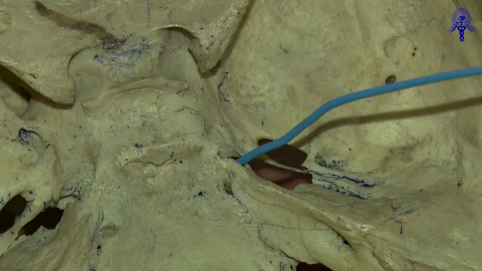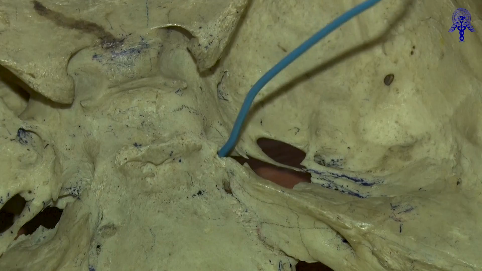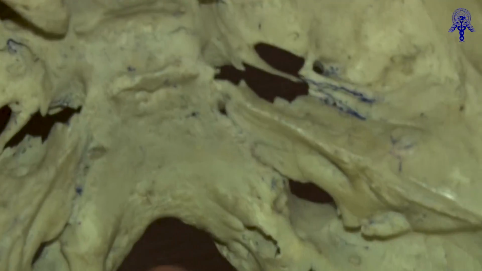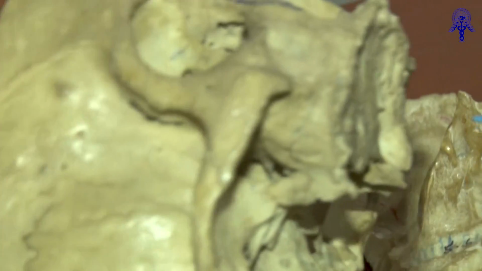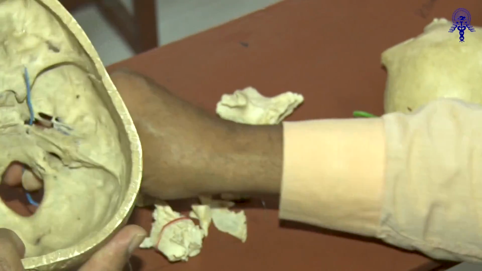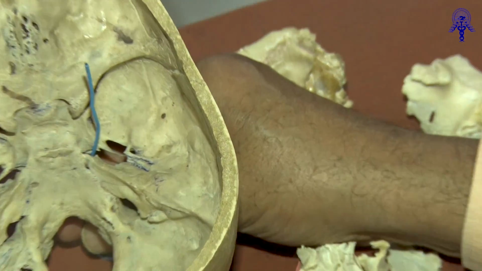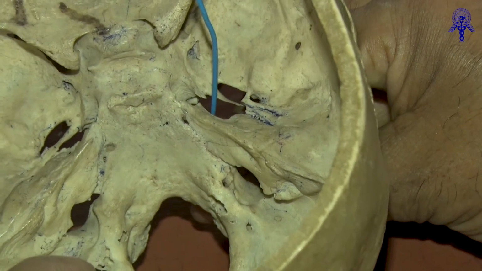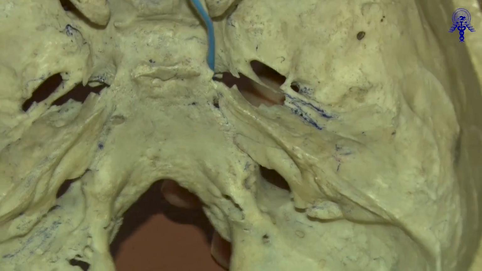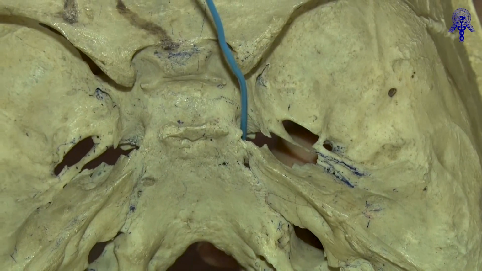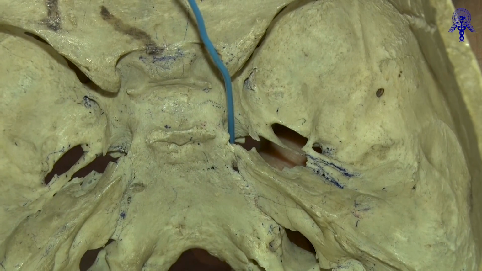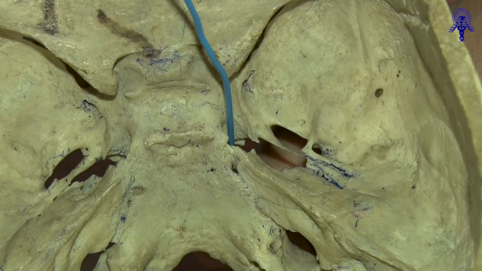Here is the carotid artery, carotid canal. Can you see the carotid canal? Internal carotid artery, and this internal carotid artery has some parts. What are those parts of this internal carotid artery?